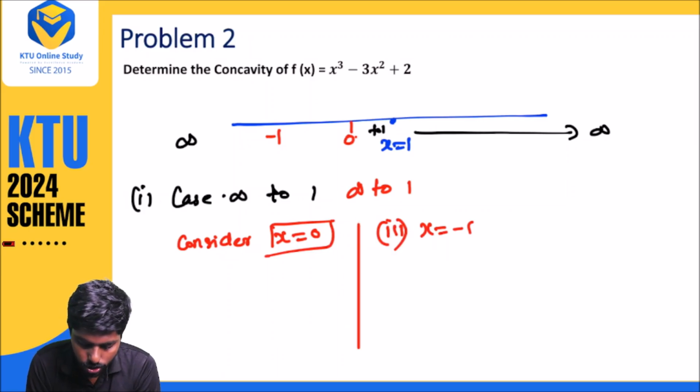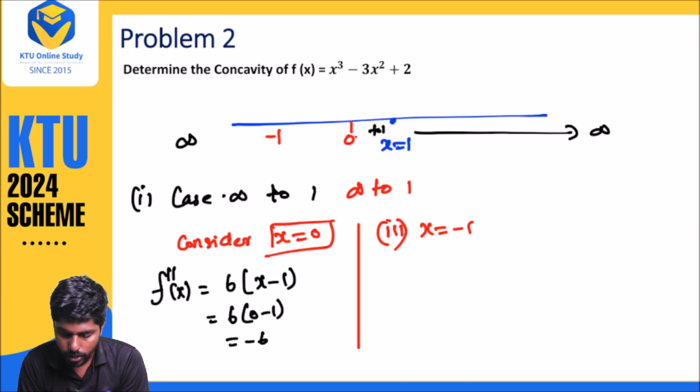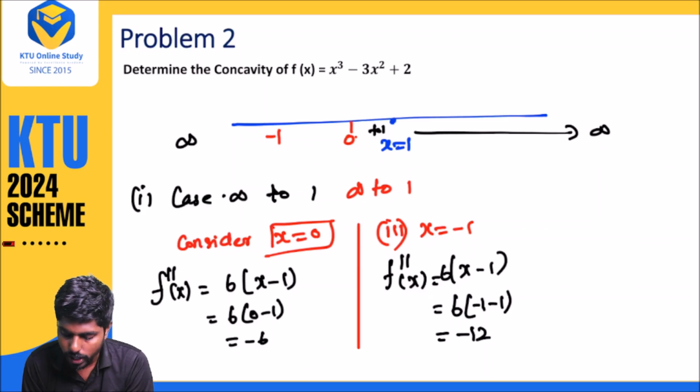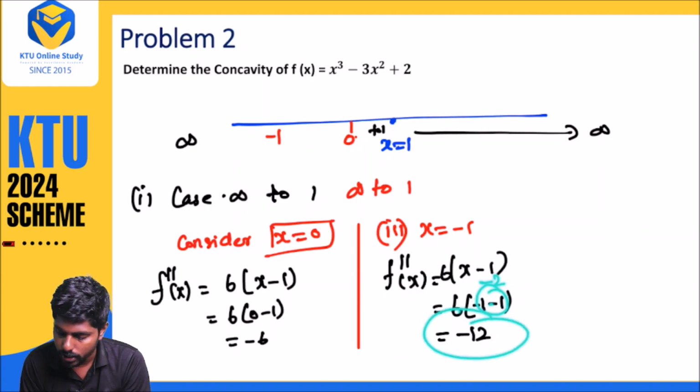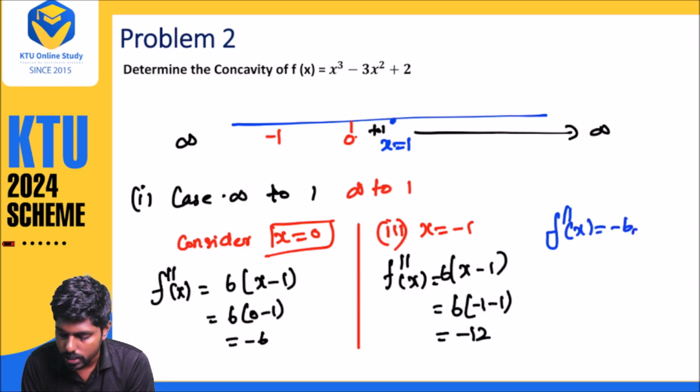When x is equal to 0, f double dash of x is equal to 6 into (x minus 1), so 6 into (0 minus 1), I will be getting minus 6. Similarly, if I substitute x equal to minus 1, f double dash of x is 6 into (minus 1 minus 1), so it will be minus 12. Minus 1 minus 1 gives minus 2, and multiplying by 6 gives minus 12. So f double dash of x equals minus 6 and minus 12.